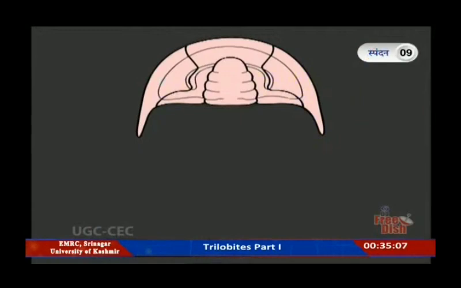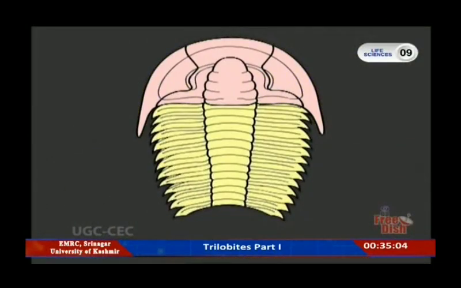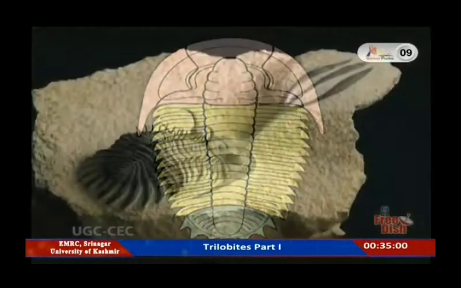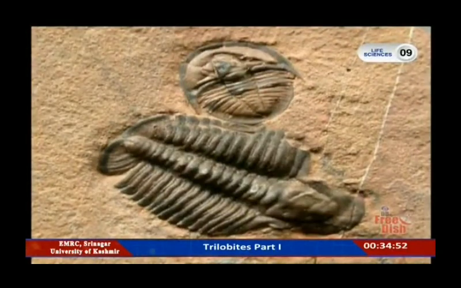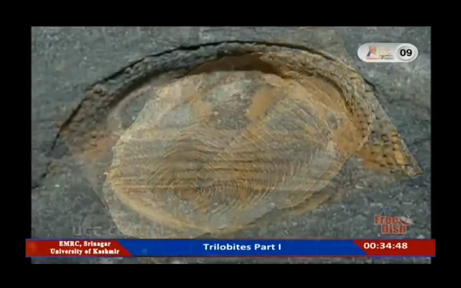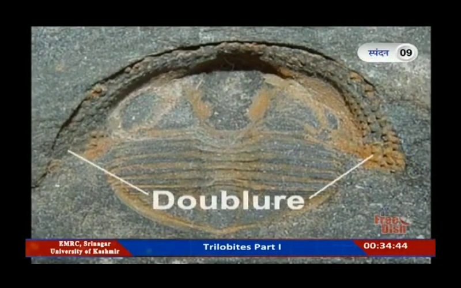Number 1, cephalon, that is the head. Number 2, thorax, that is the body. And number 3, pygidium, that is the tail. The exoskeleton is composed of calcite and calcium phosphate minerals in a protein lattice of chitin that covers the upper dorsal surface of the trilobite and curled round the lower edge to produce a small fringe called the doublure.